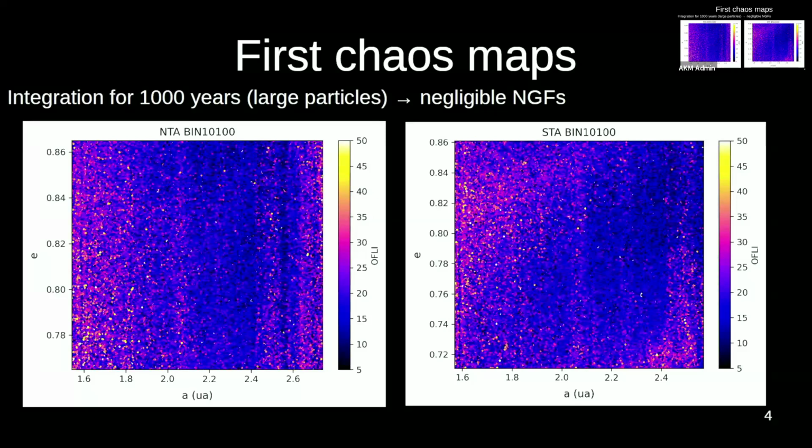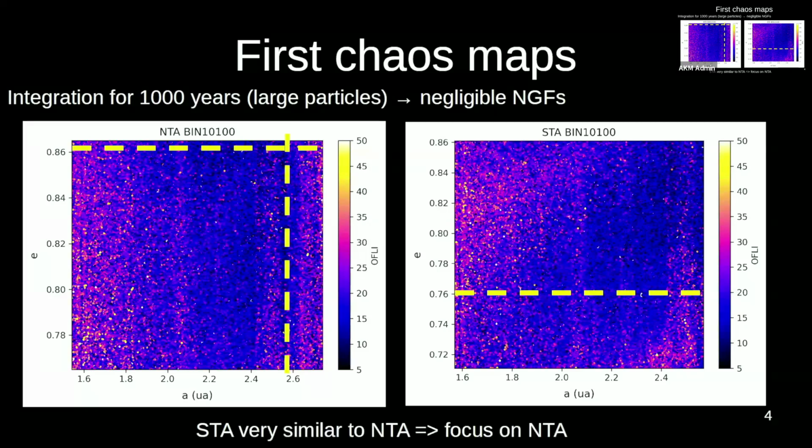Another thing we can notice is if we compare the Northern and Southern Taurids, of course their orbital elements are slightly different, but if we compare this part here and this part here, which is the one they have in common, we can see that the maps look really similar. And in order to focus my work on one of them, I decided to focus on the Northern Taurids, because they look similar enough and it was just simpler.